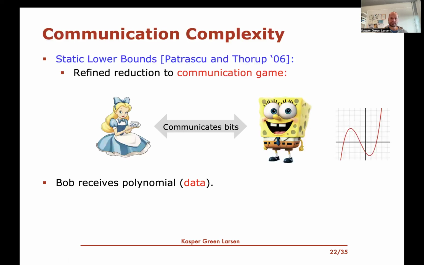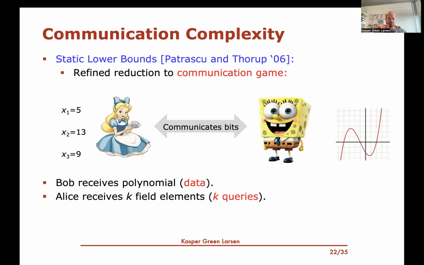Bob still receives the input to the data structure problem as his input, so a polynomial in this case. And instead of receiving one query, we're going to give Alice multiple queries, right? That also seemed to be the problem before in the previous reduction, that there's this simple protocol where Alice just sends a single query to Bob and then we're done. So what we're going to try and do is to give Alice more input. So we're going to give Alice K field elements instead.